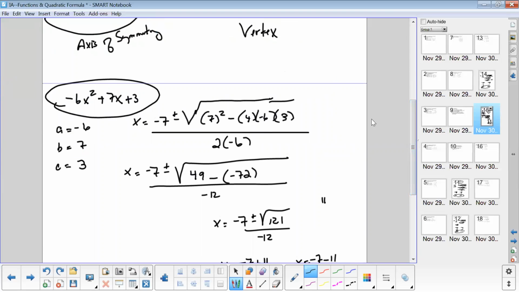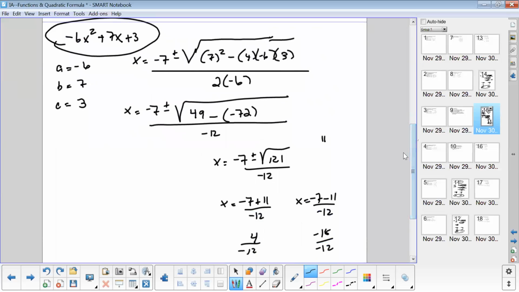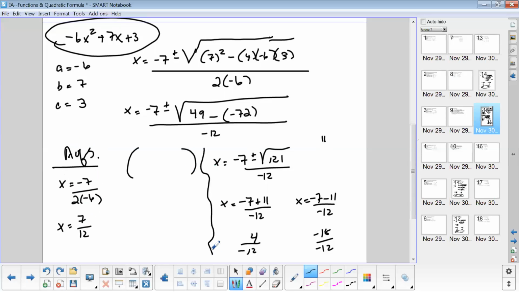And now what I'd like to do in the space below is find the axis of symmetry, A of S, and that's going to be x equal negative b, so negative 7 divided by 2 times negative 6. So the axis of symmetry would be, well, this will be negative, so that'll be 7/12. And remember, if I want the vertex, that's going to be substituting 7/12 here.